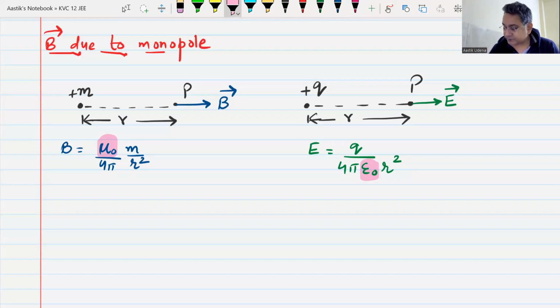Yes or no? One thing you must also know is that mu naught into epsilon naught is actually 1 by c square, where c is the speed of light. This is how all these terms are related. This is the magnetic field created by a monopole which does not exist.